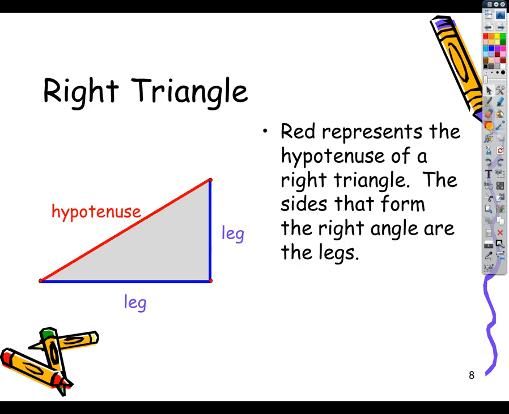A right triangle. When we're talking about a right triangle, we have some specific terminology that goes with that. We have, of course, the right angle. And the biggest side, you know this, the biggest side that's opposite the right angle, we call the hypotenuse, right? Hypotenuse is opposite the right angle, and then the two sides that are adjacent to the right angle, we call the legs of the right triangle.